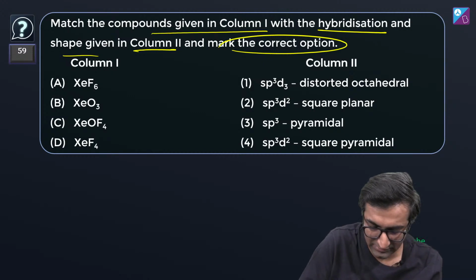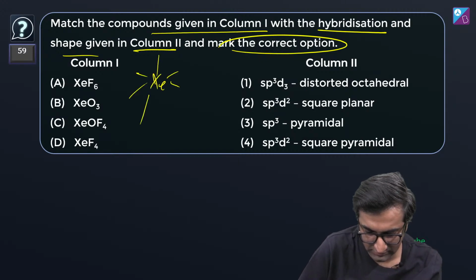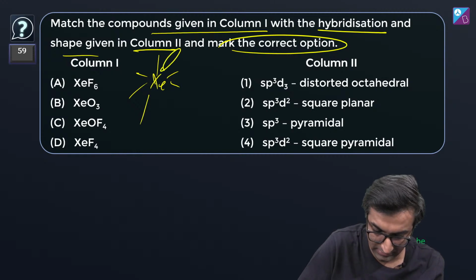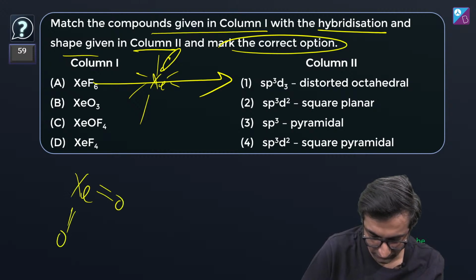Can you guys match this? Is this easy, right? XeF6, but it has 2 more. So this is distorted octahedral. XeO3. 1, 2, 3, 4, 5, 6, 7, 8.